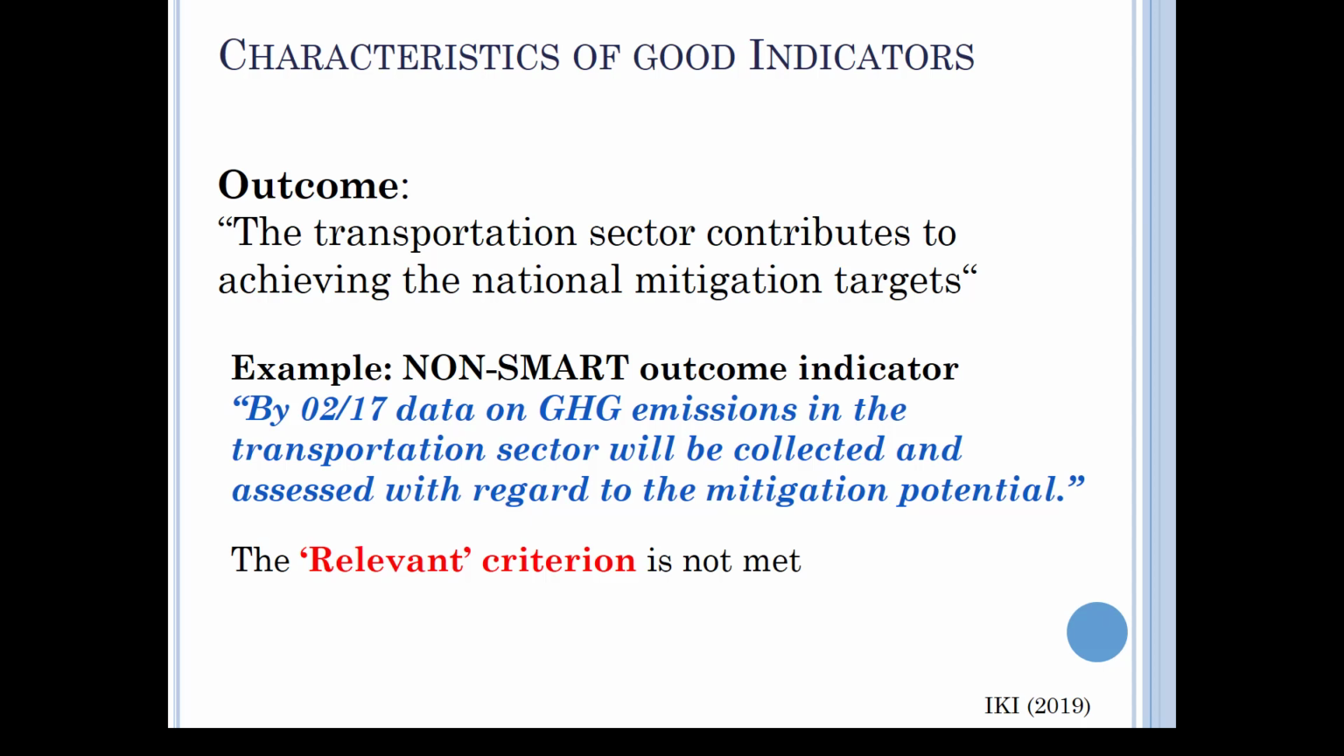Let's see another formulation of the same indicator. By February 2017, data on greenhouse gas emissions in the transportation sector will be collected and assessed with regard to the mitigation potential. The relevant criterion is not met here. And why? Because the indicator should provide relevant information with regard to achieving the outcome. In this case, the indicator is related to activities that are needed for the preparation and development of a NAMA and would therefore be appropriate for measuring results at the output level and not at the outcome level.